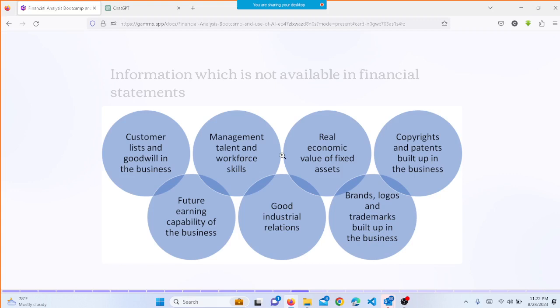Good industry relations: whether the company has industry relationships, being a part of the chamber of commerce or associations or groupings. If they have good relationships, it increases their ability to attract talent and negotiate with the governments more favorably. The balance sheet also recognizes only the fixed economic value of the fixed assets.